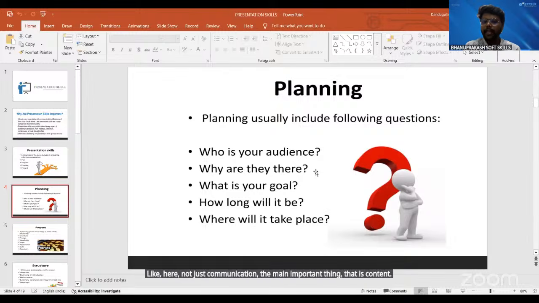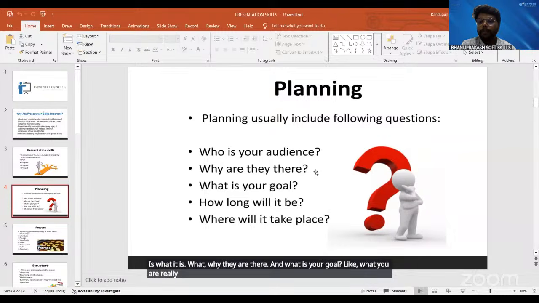So why are they there means what they are expecting from you. Are you justifying that or not? And why are they there, and what is your goal? What are you really trying to convey to them?